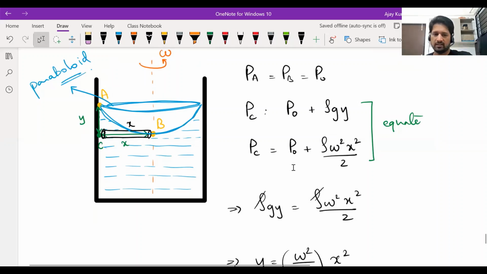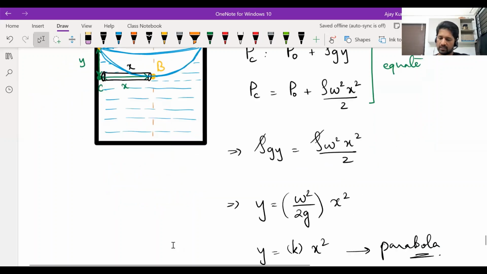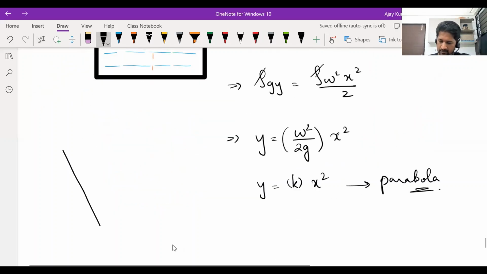But this is for an ideal liquid. A real liquid will not form this kind of a shape because in a real liquid, viscosity effects will be there. It's very hard to rotate the entire liquid with a constant angular velocity omega. If you somehow manage to do it, you will get a paraboloid shape like this. Okay. So from the side, the boundary looks like a parabola. It won't look like a cone. It's not linear. This is not the shape that you see.